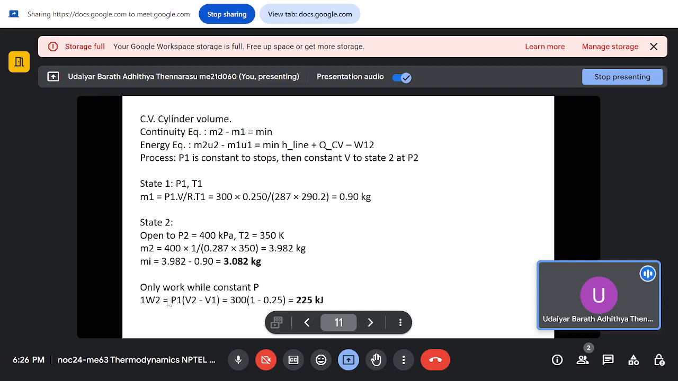So initially, when the piston is moving and does not reach the stop, till that point your pressure will be constant. So for that your work done is P1 into change in volume. So P1 is your initial pressure 300 kilopascal, into volume at state 2 which is 1 meter cube, minus at state 1 which is 0.25. So the difference will give me 225 kilojoule. So this is the amount of work which is done initially when the piston moves till the stop.